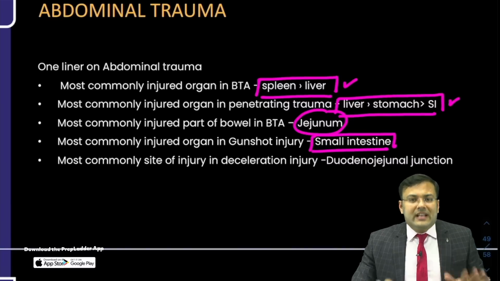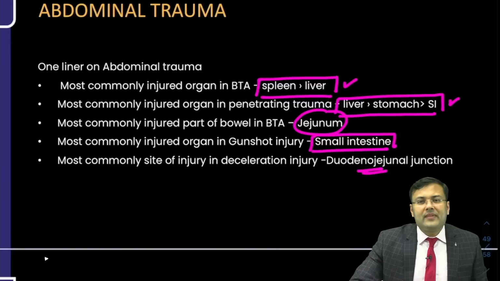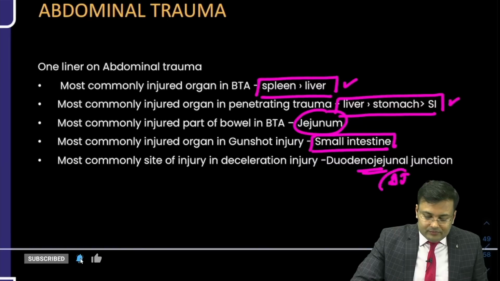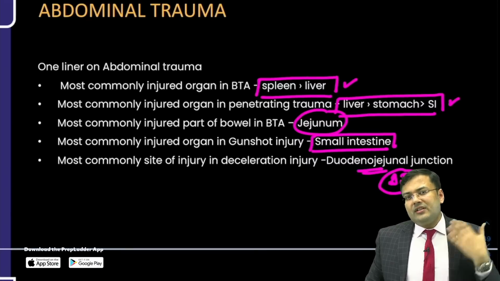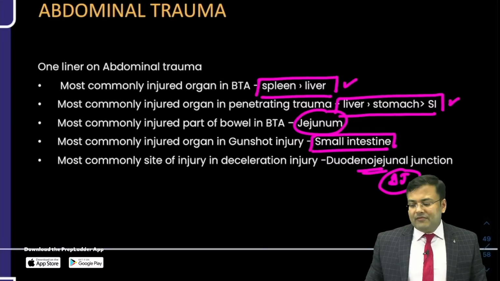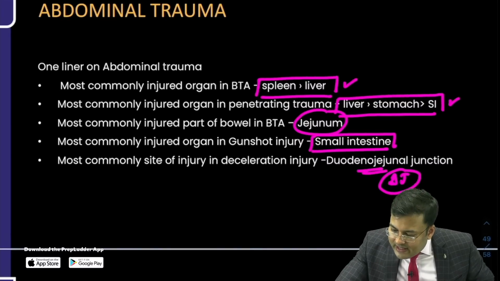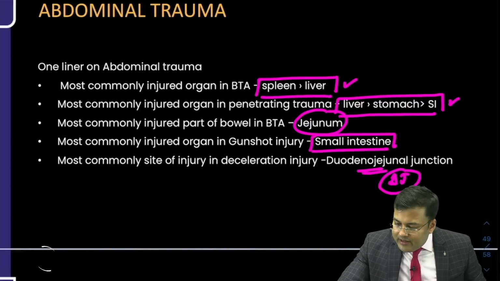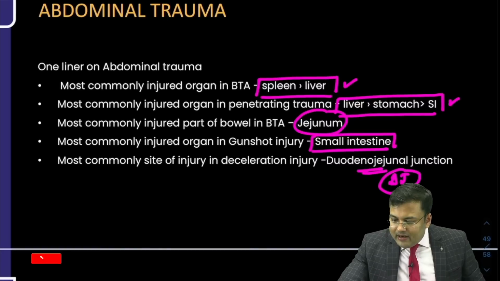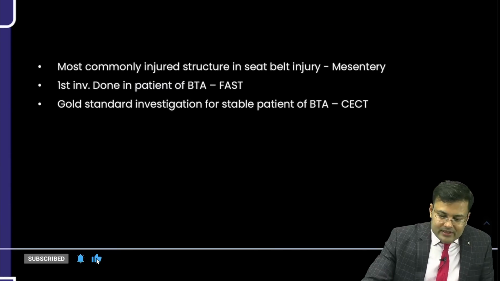And suppose suddenly brakes are applied, that is deceleration injury. So, which junction is injured? The junction where bowel is fixed, DJ. You know seat belt injury? So, tell me which structure is injured most commonly in seat belt injury. I am waiting for your response. Yes, very good. You are correct. Everybody is correct. Most commonly injured organ in seat belt injury, mesentery.